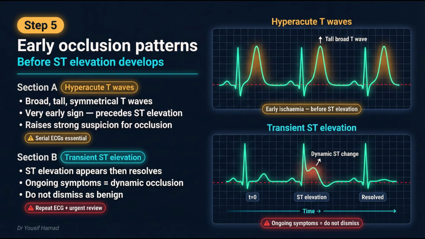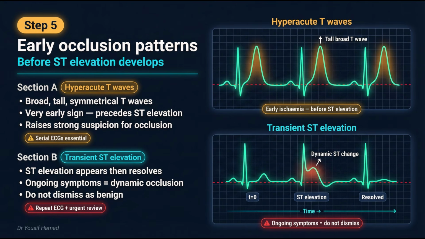Step 5. Recognize early or evolving occlusion patterns. Hyperacute T waves are broad, tall, and symmetrical. They may represent very early coronary occlusion before ST elevation develops. Although not always classified as formal STEMI equivalents, they should raise strong suspicion and prompt urgent reassessment.